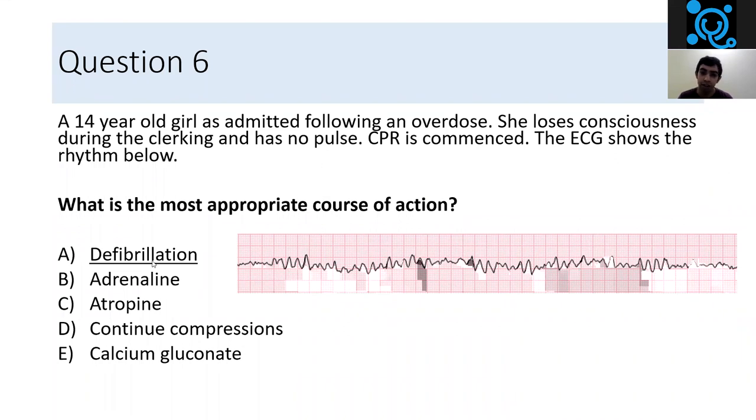Therefore, the moment you have a shockable rhythm, you want to try and get a shock in as soon as possible. Just like with adults, the key things in the chain of survival are good quality compressions and timely defibrillation the moment it's available and you're able to do it. So that would be the most appropriate thing to do. Continued compressions would be the most appropriate answer should it be a non-shockable rhythm. Calcium gluconate you'd give if they were hyperkalemic and had hyperkalemic changes. Eventually in the cardiac arrest algorithm, you would give adrenaline. And atropine is something you would give in a bradycardic situation, but this patient is not bradycardic and they are in cardiac arrest.